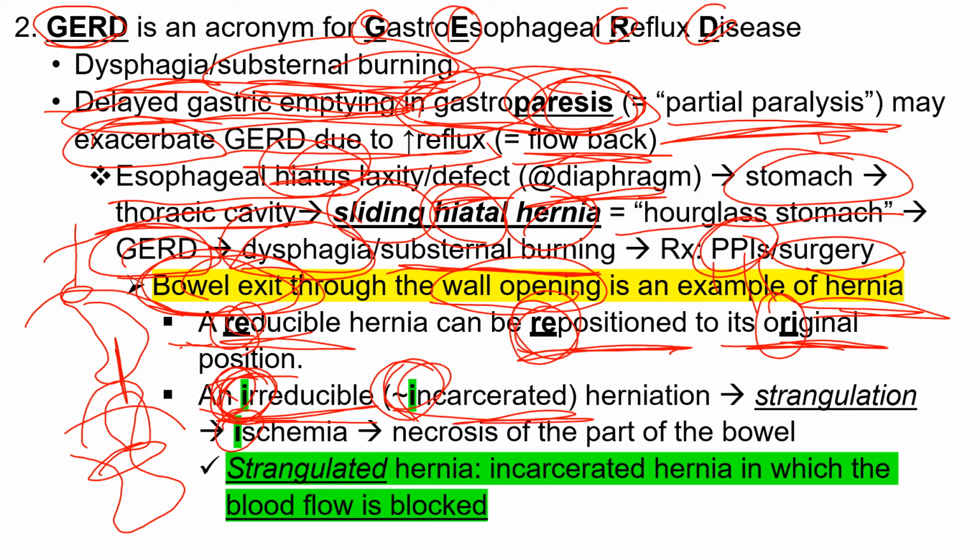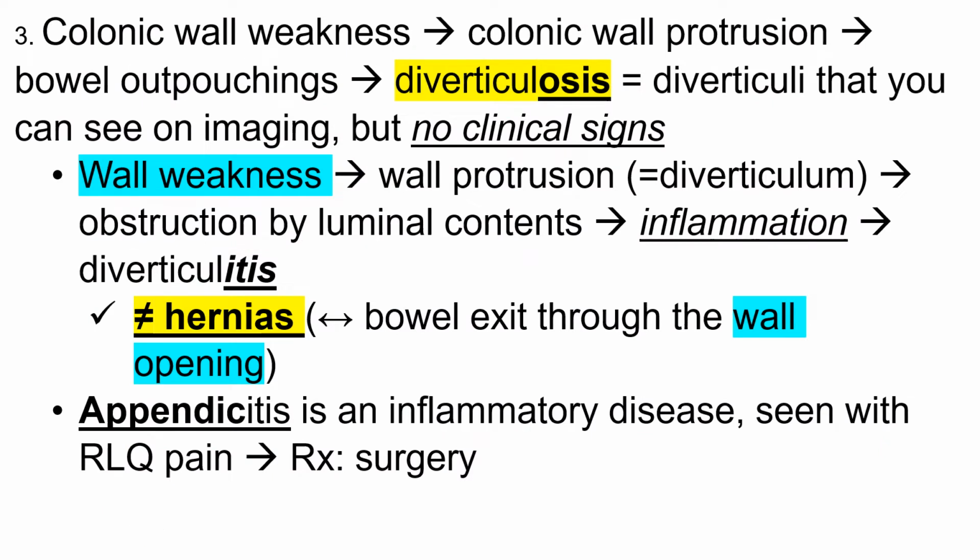All right. Now, what happens is that because of that incarceration, and ischemia is possible, you not only press on the organ, you also press on the blood vessels. If you press on the blood vessels, you know what happens. Tissue may die. You may have necrosis of the bowel wall, and this is called strangulation. You basically strangulate an organ. Strangulated hernia is an incarcerated hernia in which the blood flow is blocked.